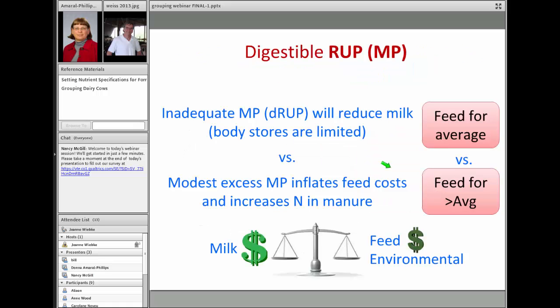So let's get to the two nutrients that matter, and that's digestible RUP, which is going to make up the MP, and energy. So we can feed for the average cow, which means that high-producing cows are going to have inadequate MP, and milk production will go down. Or we can feed for above average, which you should do, but that has a cost. It increases feed cost, and it increases nitrogen in manure. So it is a balancing act. And there is an optimum, which depends on economics and environmental regulations.